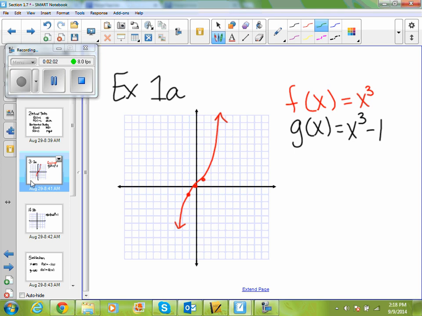So then if we graph g of x equals x cubed minus 1, that minus 1 tells me that I'm going to have a vertical shift going down 1 unit. So I'm going to move everything down 1 unit, and then I can graph my function g of x. So I don't have to make a table of values. I can just start with my parent function and then look at what kind of shifts I'm doing.